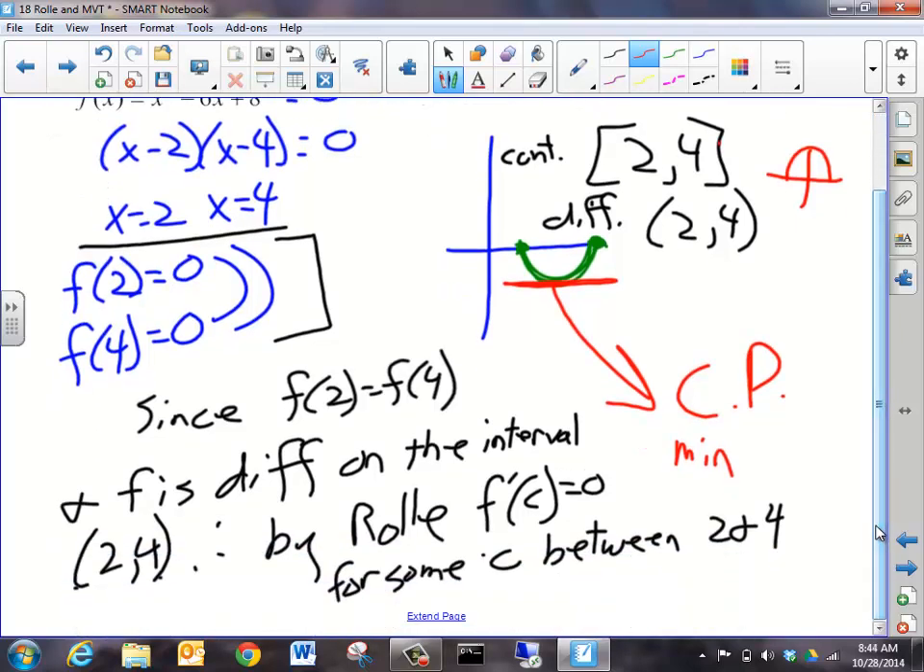So, Rolle's theorem says if the ends are the same, there's got to be a place in there where the derivative is equal to zero. Well, what if the ends aren't the same? That's a problem.